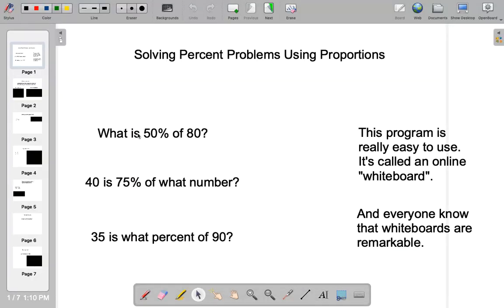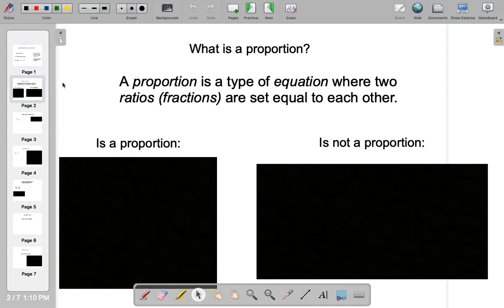Alrighty, so first question is, what is a proportion? And I define a proportion as a type of equation, which is something we've worked with a lot recently, where two ratios or fractions are set equal to each other. And this is the part that's really important, that it must be fractions that are set equal to each other.